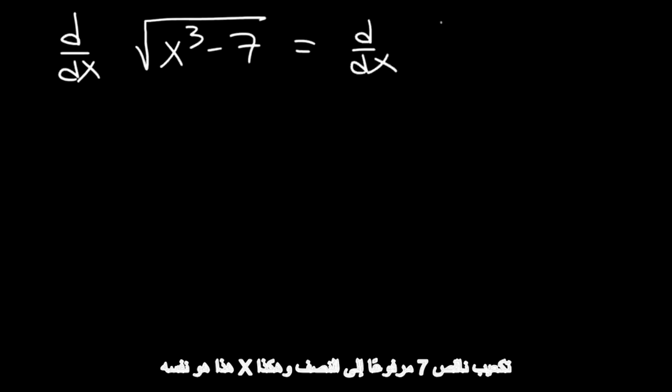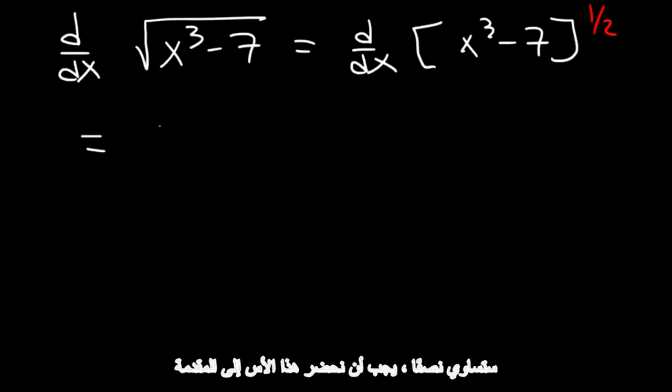What is the derivative of the square root of x cubed minus 7? Take a minute and work on that example. The first thing I would do is rewrite it. So this is the same as x cubed minus 7 raised to the 1/2.